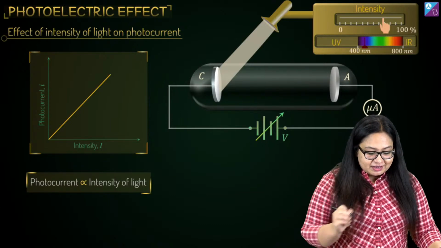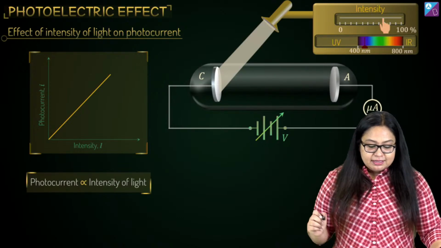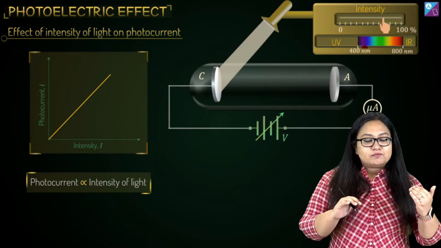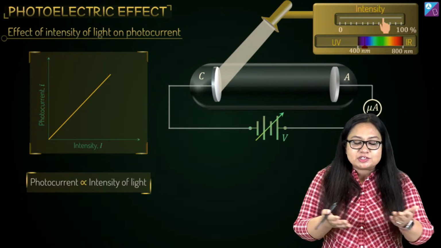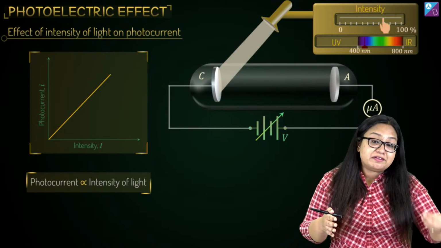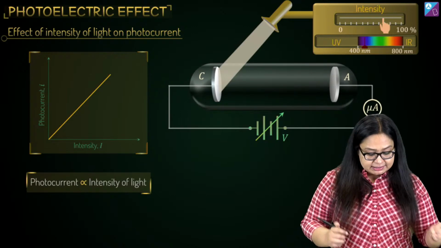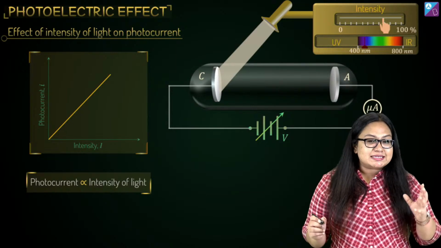All right. Now, what else happens in the photoelectric effect? We understand that photocurrent comes out, but then we have a lot of different things to do in here. We can increase or decrease intensity. Does photocurrent get affected? What happens there? Let's understand more.